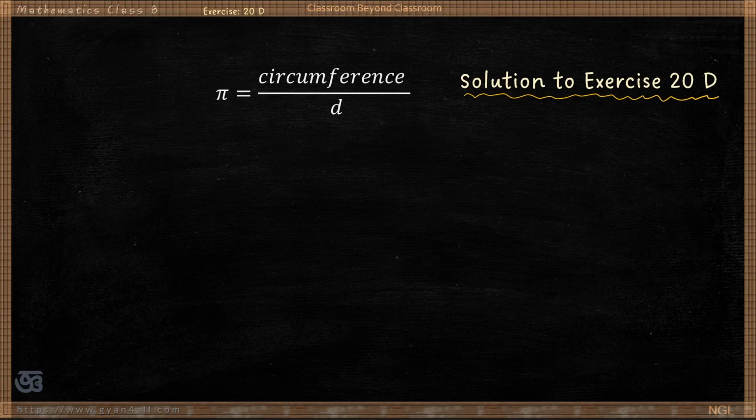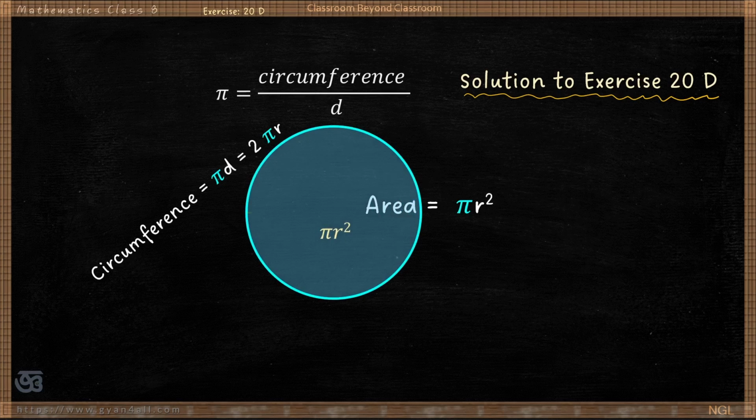In our previous video, we discussed the magic number pi, which is equal to circumference divided by diameter of the circle. The formula is pi multiplied by d or twice pi r, where d is the diameter of the circle and r is the radius of the circle, and area is equal to pi r square, and this is also equal to pi d square divided by 4. Let us solve the problems from exercise 20D.